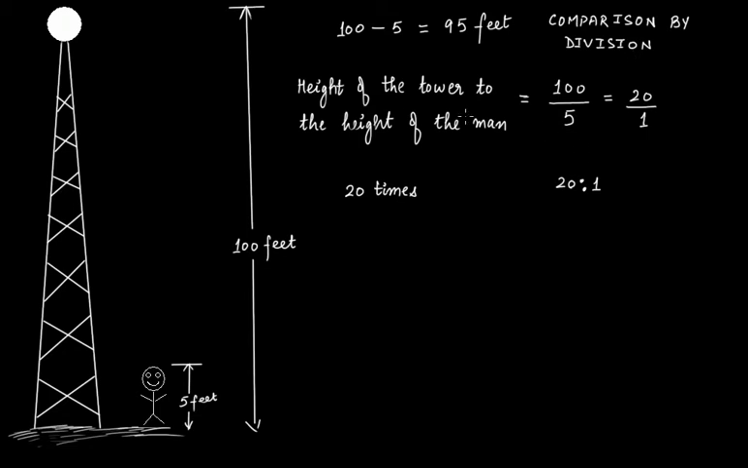We are comparing two numbers using division, and it tells us by how many times any value is greater or smaller than the one we are comparing to. So this is a comparison. Now you can clearly see the difference. When we subtracted, it gave us 95 feet. But in this case, it is telling us by how many times the height of the tower is greater than the height of the man. So this is 20 ratio 1. Okay.